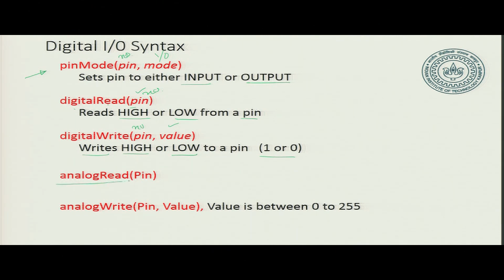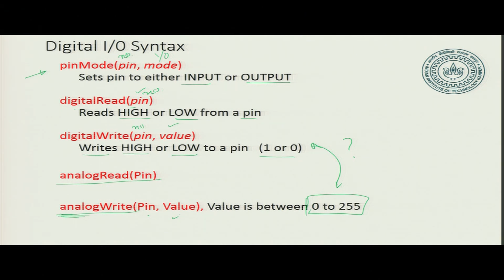Similarly, we can have analogRead, again with a pin number, and analogWrite, with pin and value. Now, in case of an analog value, because this is analog and it is a digital device, we have to break it up into 0 to 255 units. So, this is something different from here. Here it is 0 or 1, but here it is 0 to 255, and because it is analog, we are dividing the full voltage range into 0 to 255. So, these are the main commands.